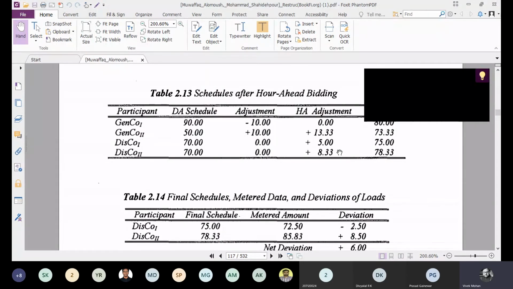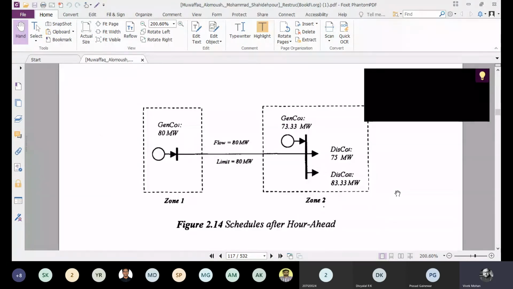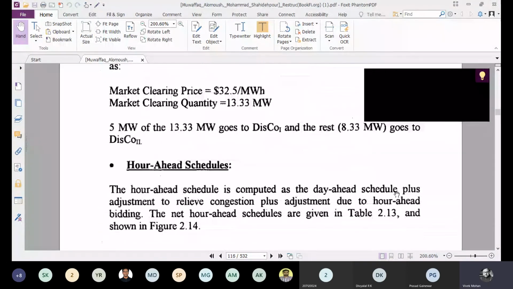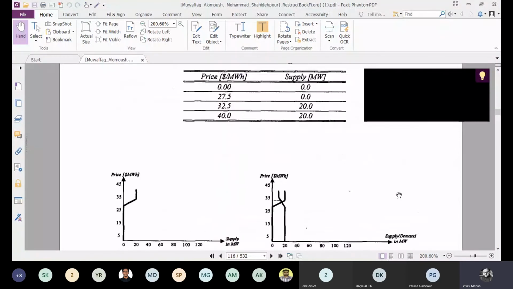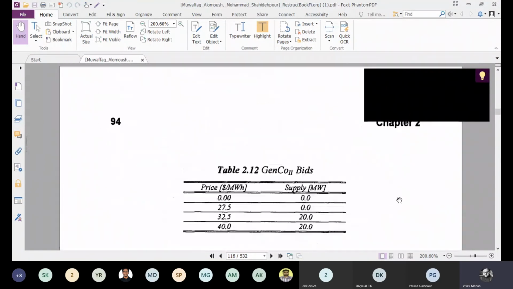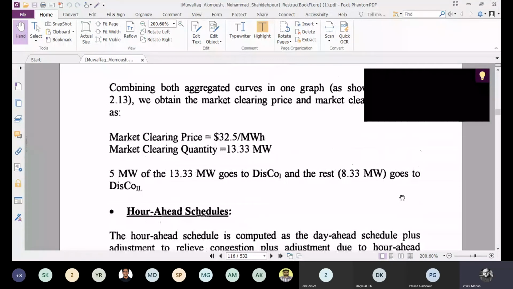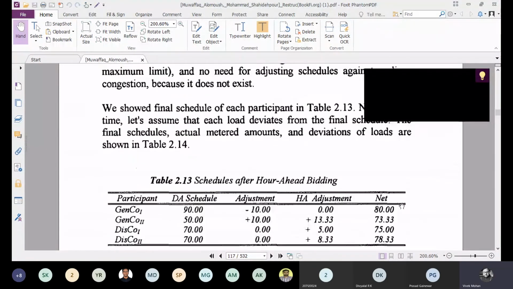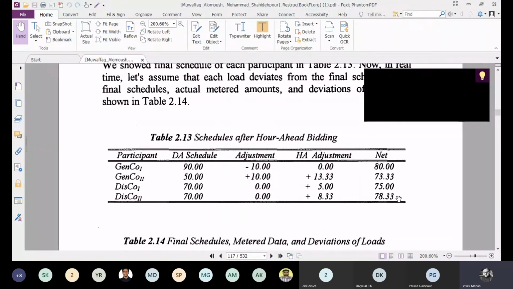Here you can see 75, and the price was... where are the incremental and decremental bids submitted? Overhead schedules, right? Overhead schedules.